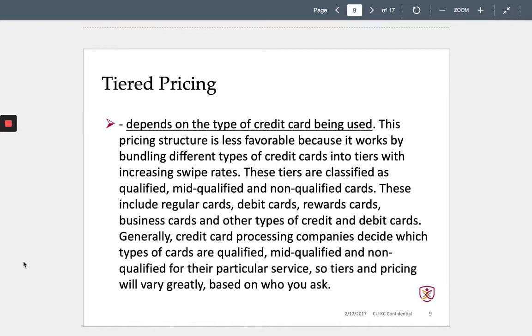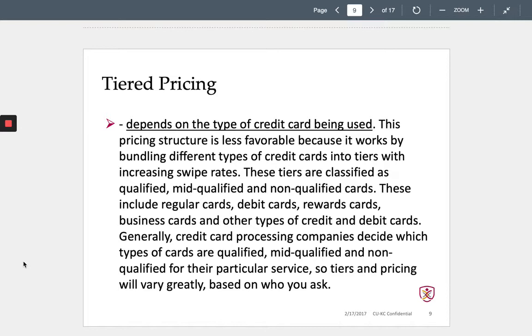This pricing structure is less favorable because it works by bundling different types of credit cards into tiers with increasing swipe rates. These tiers are classified as qualified, mid-qualified, and non-qualified cards. These include regular cards, debit cards, rewards cards, business cards, and other types of credit and debit cards. And generally, credit card processing companies decide which types of cards are qualified, mid-qualified, and non-qualified for their particular service. So tiers and pricing will vary greatly based on who you ask.